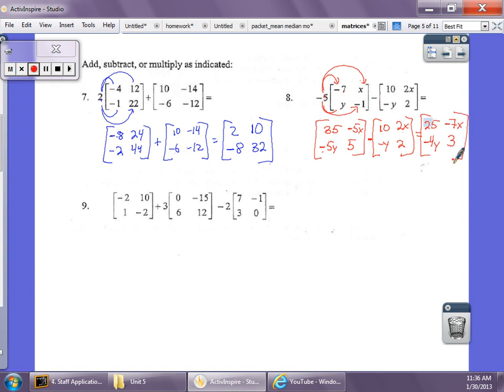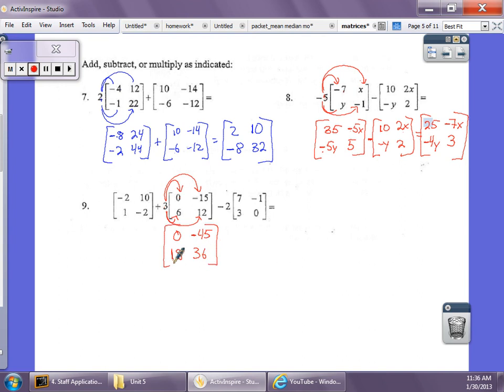And then when we look at number 9, it has a couple different operations. Well, the first thing is we have to multiply. So we're going to multiply by this 3. 3 times 0 is 0. 3 times negative 15 is negative 45. 3 times 6 is 18. And 3 times 12 is 36. So we have our first one.